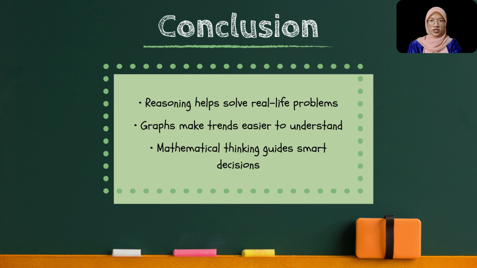So, in conclusion, reasoning helps us solve real life problems. Graphs make things easier to understand, and mathematical thinking guides smart decisions. Amir's walking problem shows how reasoning helps us analyze data, plan improvements, and achieve our goals. In short, reasoning is not only a mathematical skill, but is also a skill for life that encourages logical, analytical, and critical thinking.